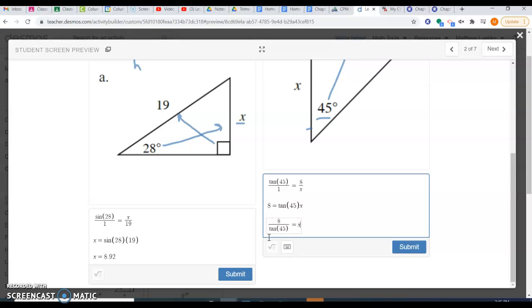And I have x on this side. Again, you can use your calculator here. I do know that the tangent of 45 from early on in chapter 4, the tangent of 45 is equal to 1. So I didn't even really need to use my calculator, but you still could. But that's 8 divided by 1, which would end up giving you 8 equals x.